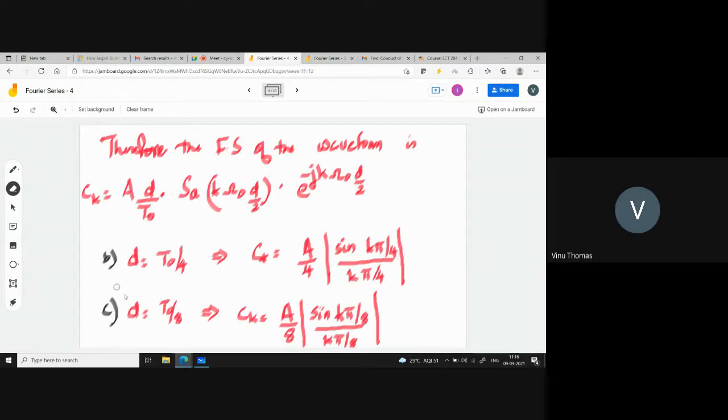So let us look at the magnitude for d equal to t0 by 4. So Ck, I will write the magnitude of Ck. The magnitude of Ck is A by 4 into the modulus of sin k pi by 4 by k pi by 4.